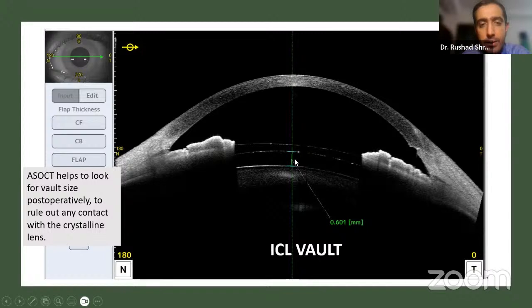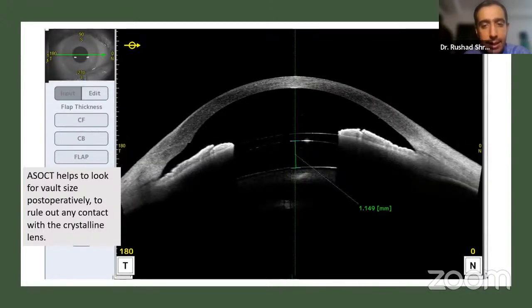The reason why vault is important in ICL is it tells us whether you're going to have complications. A high vault would cause angle closure glaucoma, whereas a low vault could lead to cataract formation. So it's very important for ICL sizing to look at the ASOCT, to look at the vault that you've got post-operatively. If you have a very low or a very high vault, you may have to go in, do another surgery, take out the ICL and replace it with a different sized ICL.